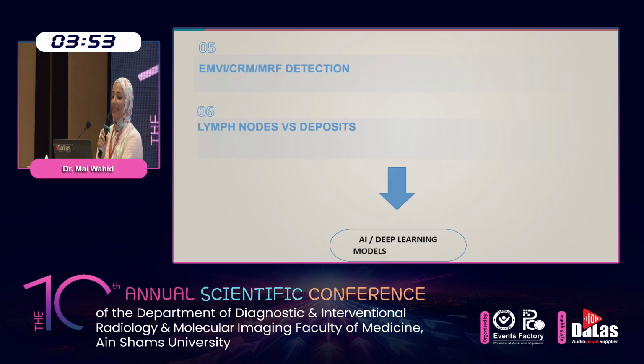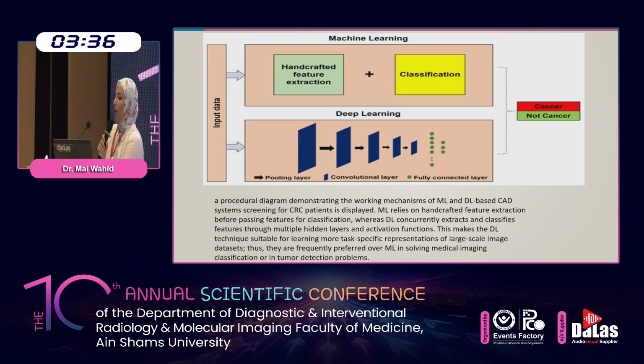Also, we have difficulty in detecting EMVI, CRM, or MRF, or whether some lesions surrounding the rectal cancer represent lymph nodes or deposits. So here we can have the help of AI, artificial intelligence, and deep learning models. It's complicated. Their idea in a nutshell is think of it as teaching a computer to see and understand medical images just like a radiologist would. Deep learning models are like very smart pattern detectors. They look at thousands of rectal MRI scans and learn to spot features like tumor boundaries, lymph nodes, or signs of spread, just like a student learning from examples.